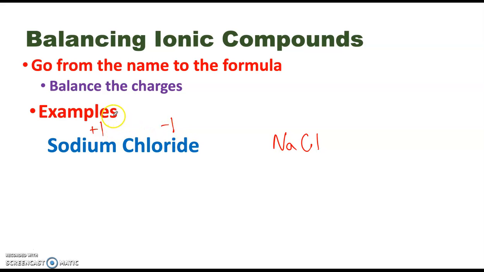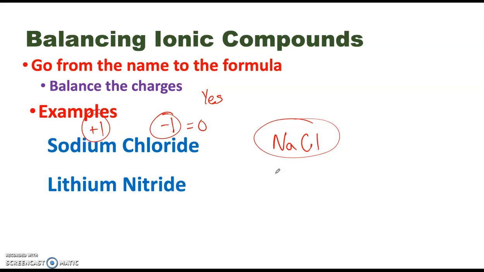Anyways, if I look at these, does a +1 and a -1 equal 0? Do they cancel out? And the answer is yes. So in that case, I am fine with a 1-to-1 ratio. One of these cancels out one of these, so I leave it as a 1-to-1 ratio. I don't actually write the ones in there, but that's my formula. That's it. It's NaCl. That's why we write it as NaCl, because the charges balance like that.